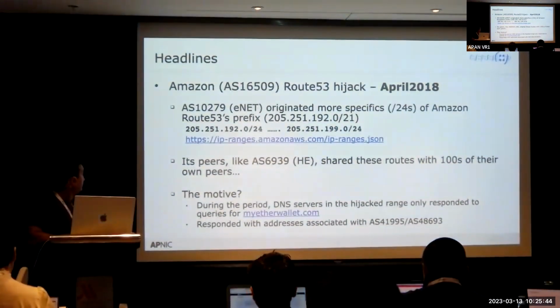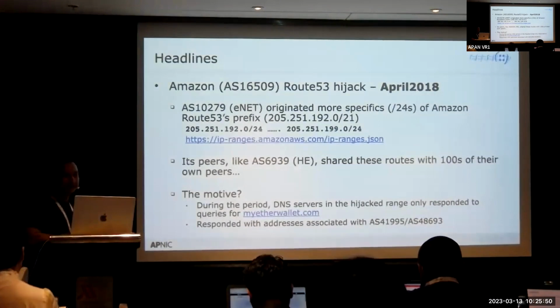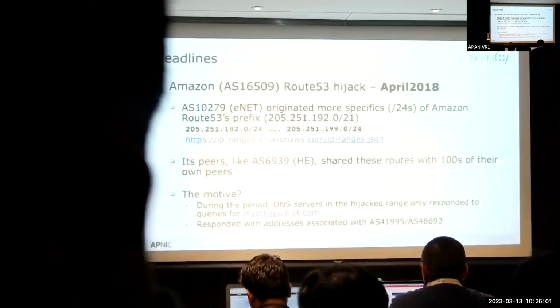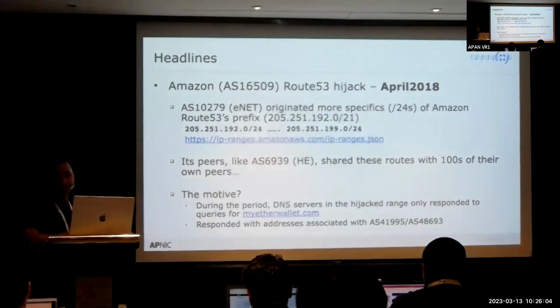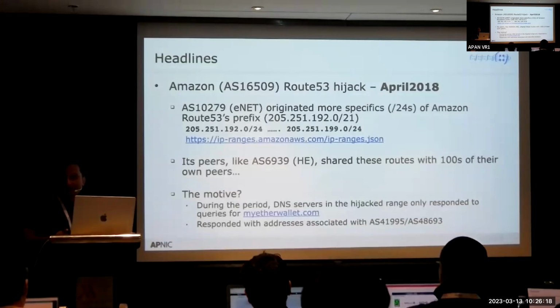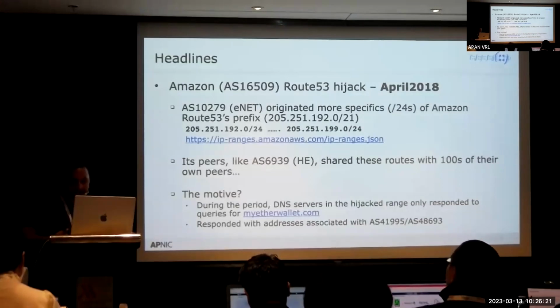So again, you see the motive here is bad intent. You're basically trying to steal someone else's money on the internet. During the period, the DNS server in the hijack range only responded to myetherwallet.com. I think all of you remember this incident from Amazon. All the DNS queries coming to those /24 IP addresses were responding with myetherwallet.com. It was fake DNS servers that sent the answers, and they redirected everything to MyEtherWallet, stealing the credentials of the users.